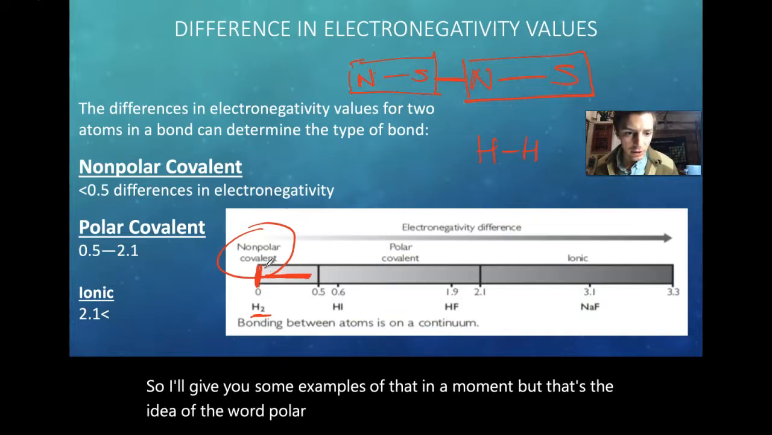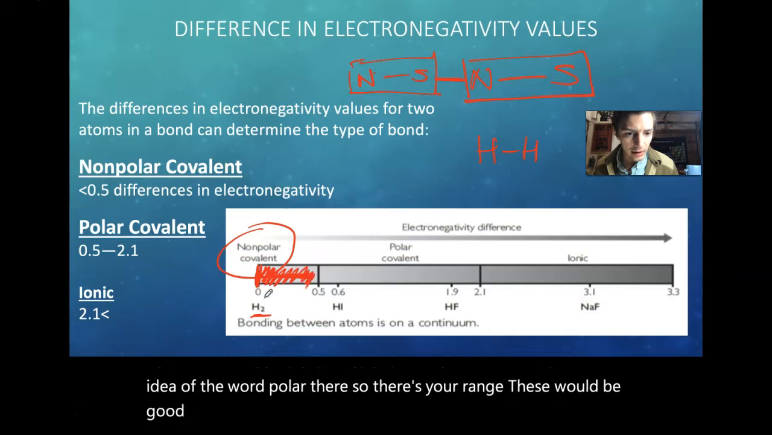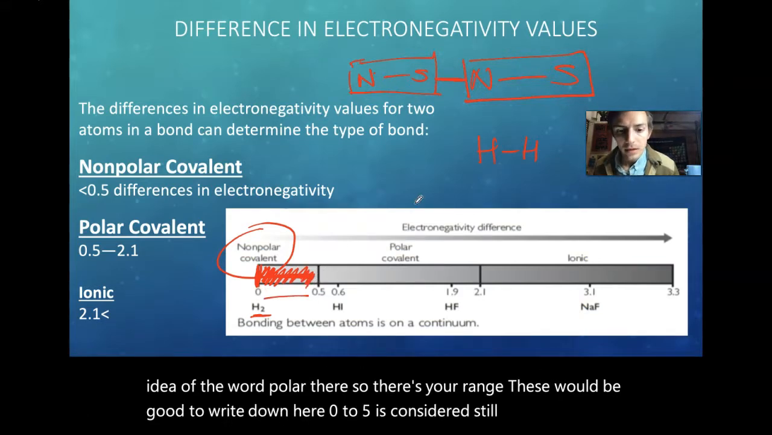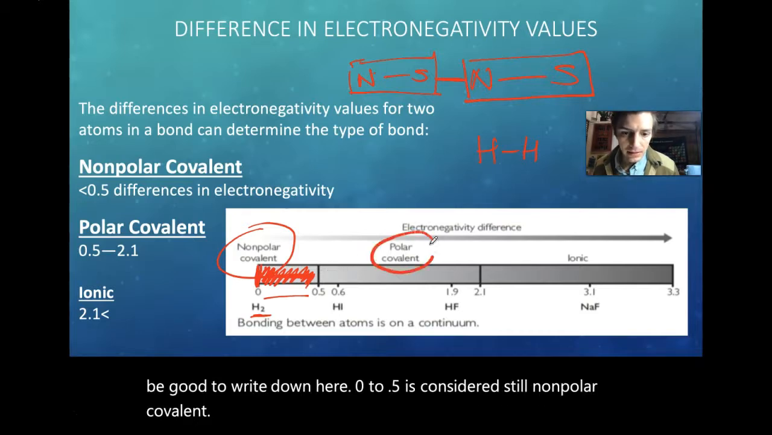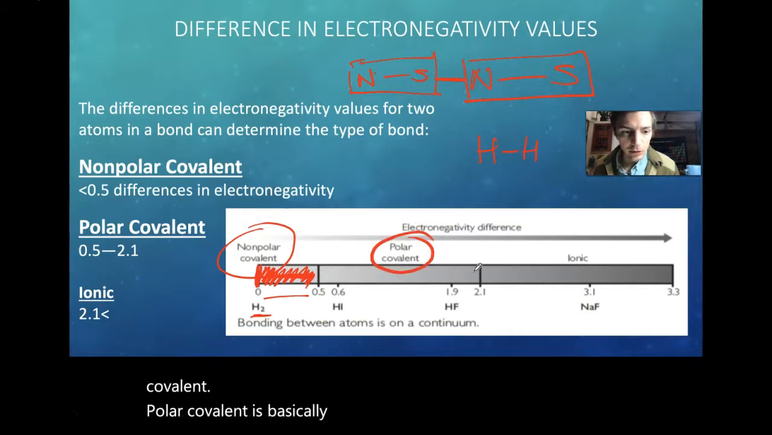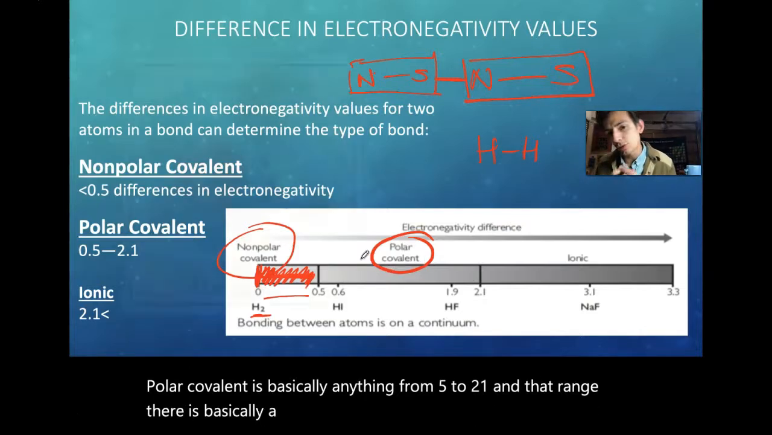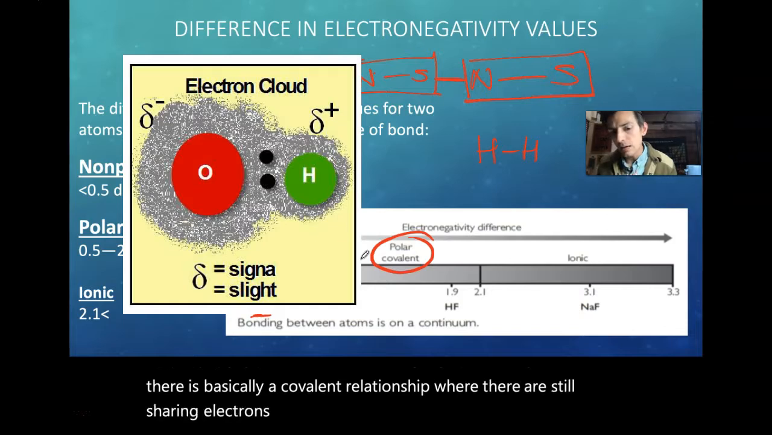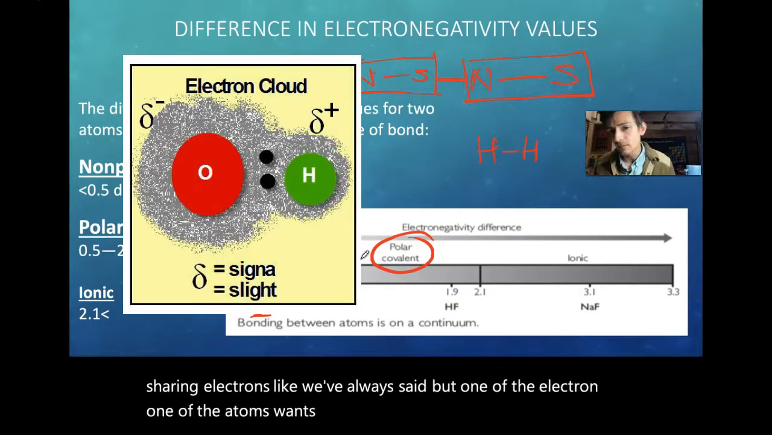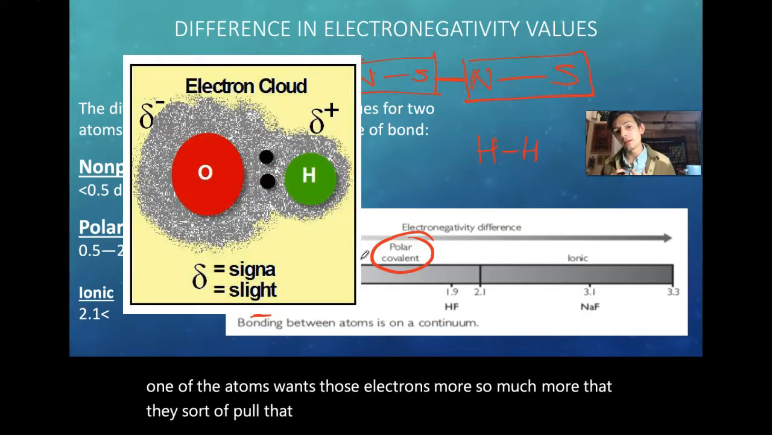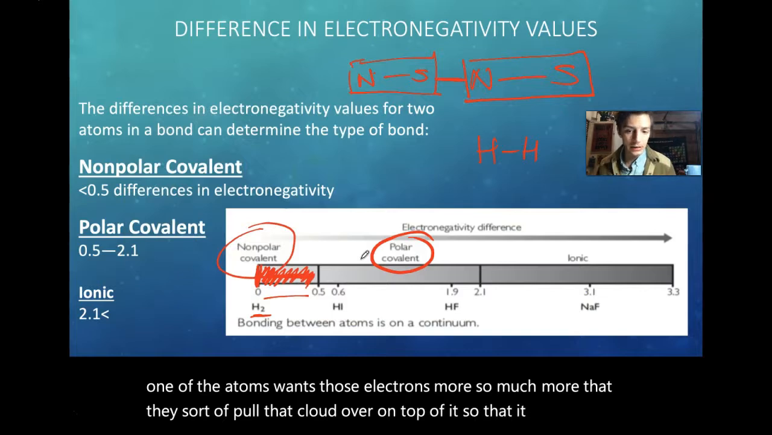So there's your range. These would be good to write down here. 0 to 0.5 is considered still nonpolar covalent. Polar covalent is basically anything from 0.5 to 2.1. And that range there is basically a covalent relationship where they're still sharing electrons like we've always said, but one of the atoms wants those electrons more. And so much more that they pull that cloud over on top of it so that it develops this polarity.